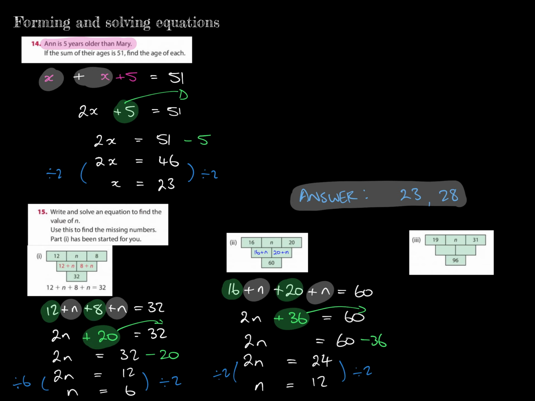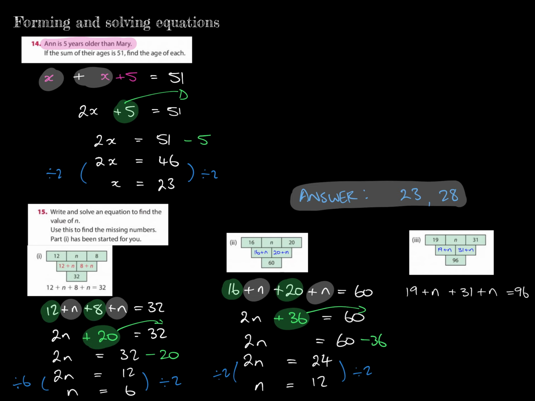We'll just have a look at the last one and we'll get that done. The last one is the same as the previous one, you could say. So we'll fill in this box here and we'll say 19 plus n. And this one here is 31 plus n. So we know how to start it. We're going to add all our terms: 19 plus n plus 31 plus n will be equal to 96.